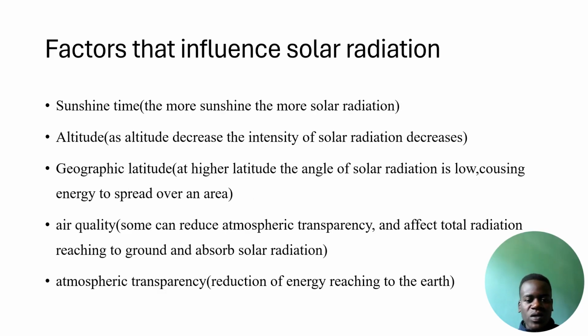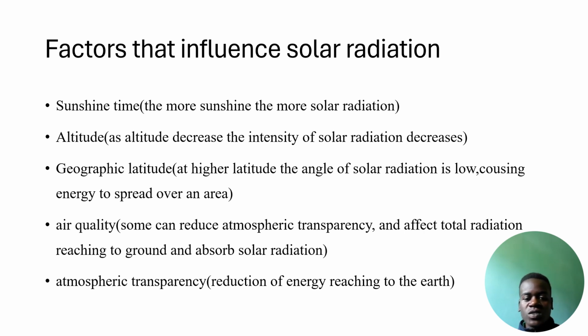Let me continue about the factors of solar radiation. We have sunshine time. More sunshine represents more solar radiation. You know that sunshine is the amount of solar radiation, meaning that if sunshine is more, the solar radiation is also more. Another is altitude. As the altitude decreases, the intensity of solar radiation decreases, and when the altitude increases, the solar radiation increases.